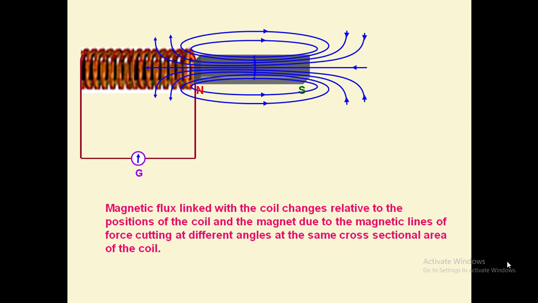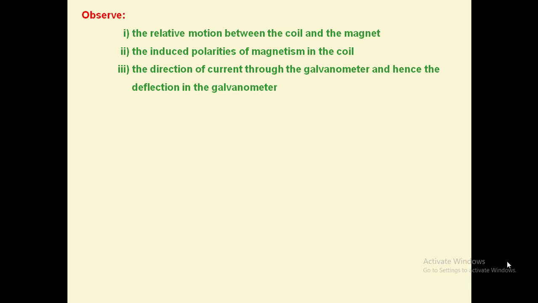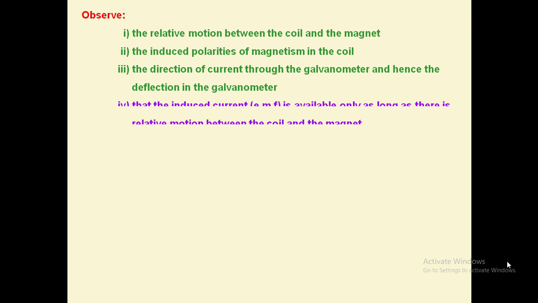So the magnetic flux linked with the coil changes relative to the position of the coil and the magnet, due to the magnetic lines of force cutting at different angles at the same cross-sectional area of the coil. So what do we observe? The relative motion between the coil and the magnet, the induced polarities of magnetism in the coil, the direction of current through the galvanometer and hence the deflection of the galvanometer: the induced current is available only as long as there is relative motion between the coil and the magnet.